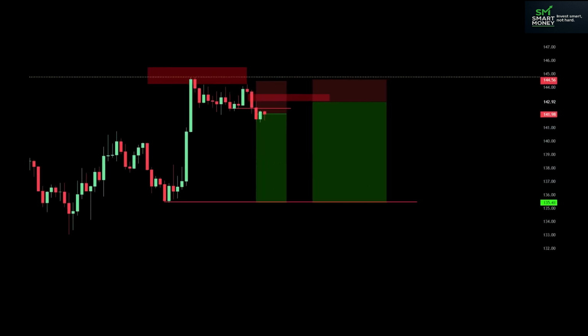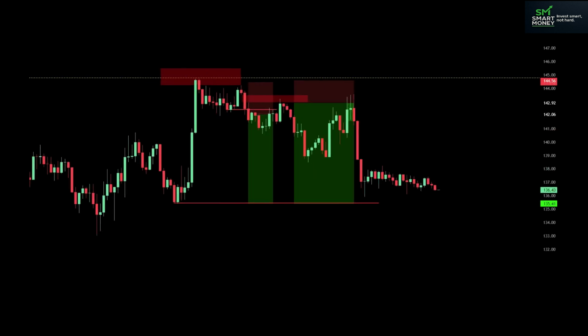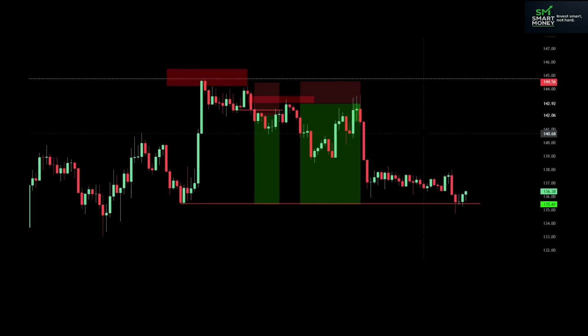So now let's let it play out. You can see we could have entered one position or even two positions. There we go. Profit hits. Target hits. So you can see what happened over here.